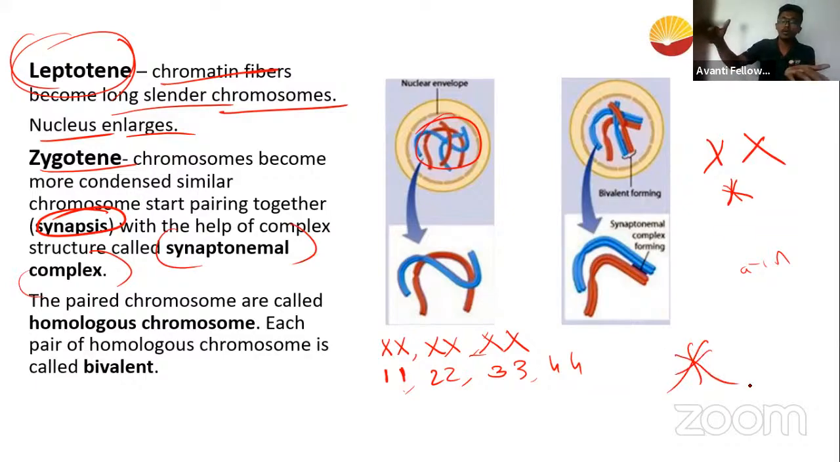When a homologous pair of chromosomes has found its partner, they come across each other like this. They overlap with each other. They start forming a physical connection. Okay, so this process is called synapsis. And once they form this complex, once they are overlapping with each other, that is called the synaptonemal complex.